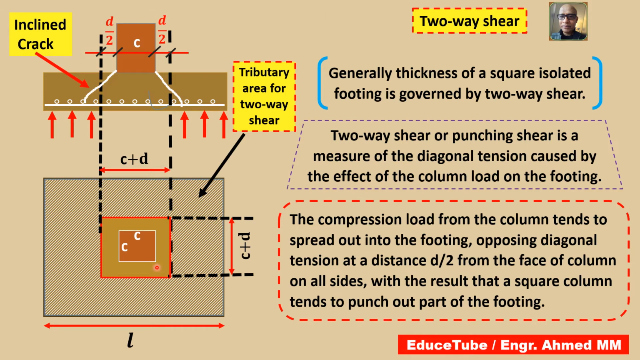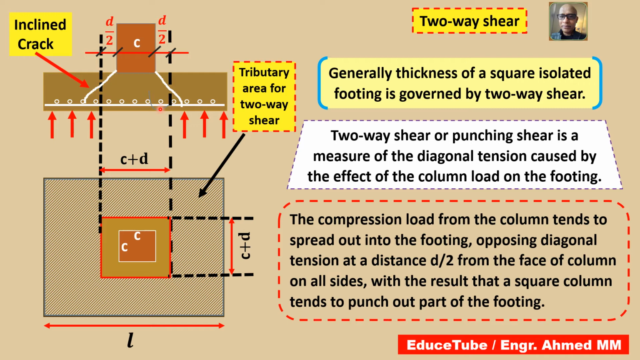One important thing I want to tell: generally the thickness of a square isolated footing is governed by two-way shear. This is a very important point. Two-way shear, also known as punching shear, is a measure of diagonal tension caused by the effect of column loads on the footing. Already we have seen this inclined crack here. It shows how diagonal tension actually impacts the footing.